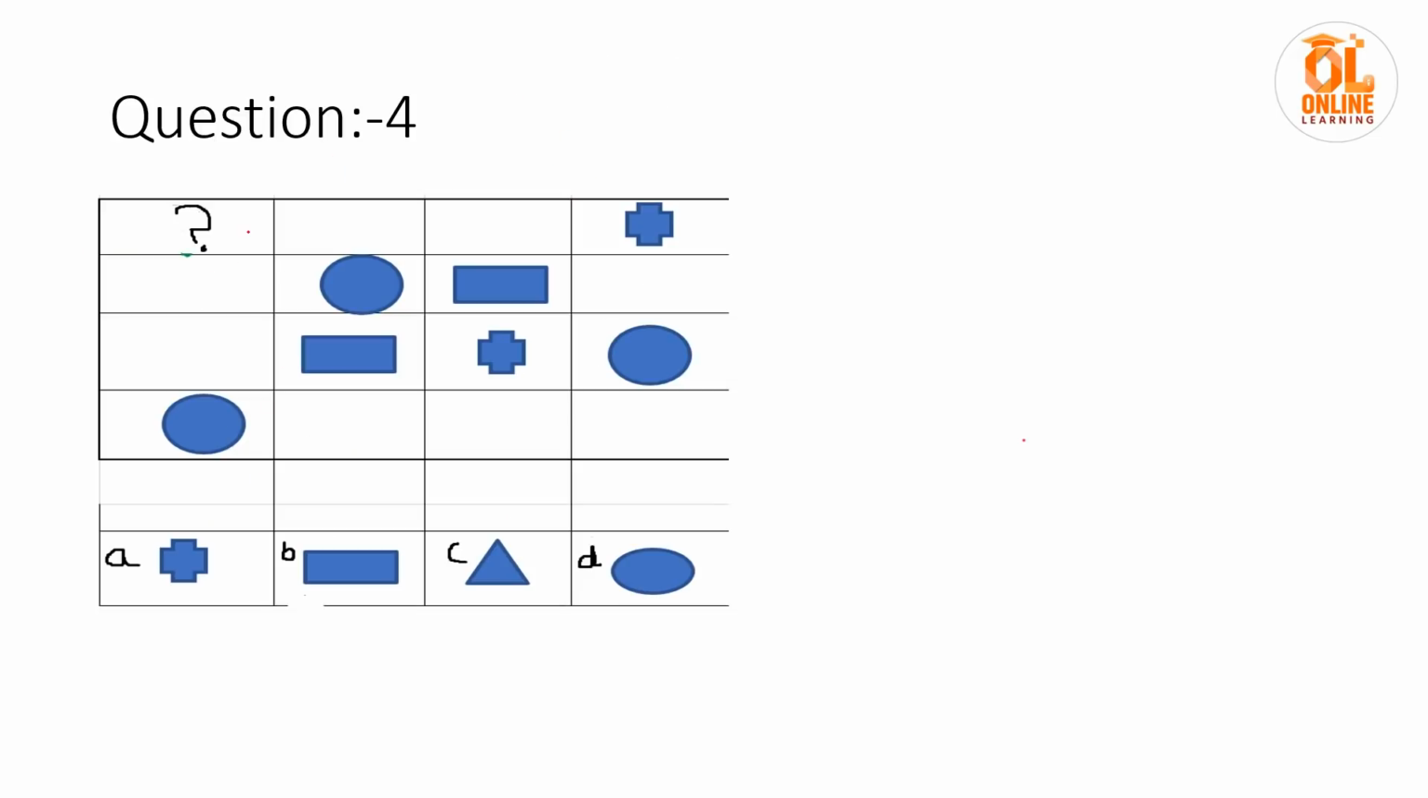Now in this question, circle is present in the same column, so eliminate it. Plus is present in the same row, so also eliminate it. Now you can see in this row, rectangle, plus and circle are present, so what will be present in this area? Triangle will be present. But as triangle is present in the same column, your answer cannot be triangle, so the answer will be rectangle. Okay, it is easy. Now let us move to the next question.